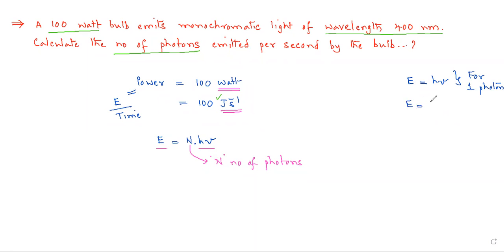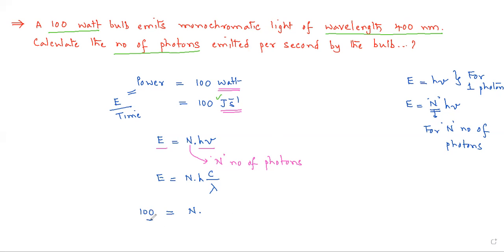If you want it for some number of photons, n number of photons, you can write it as n h nu. Now let us again modify this. E is equal to n into h c by lambda, because you want the number of photons when wavelength is given. You are not given frequency here. Now let us substitute all the things one by one. 100 is the energy. Number of photons is what they are asking.